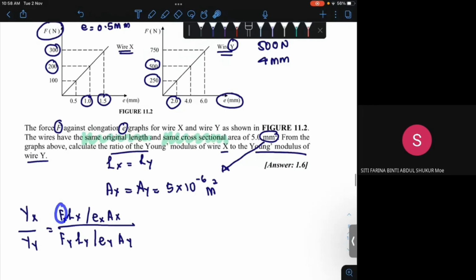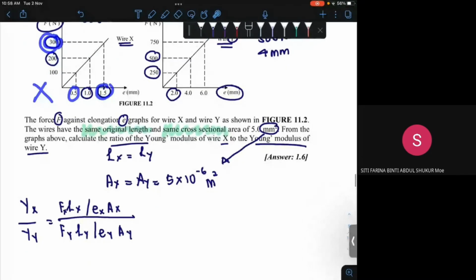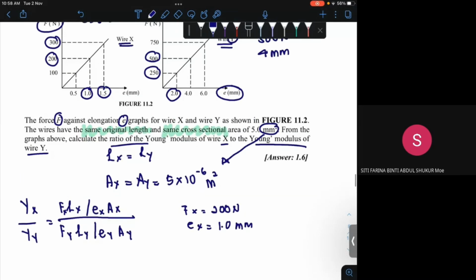Kalau awak pilih untuk X ni, awak ambil force dia adalah 300, awak kena guna elongation dia 1. Awak tak boleh ambil 300 dengan 0.5. Salah. Okay, so awak decide siap-siap awak nak guna force yang mana satu. Contoh awak kata Fx adalah 200 Newton. Awak kena ambil elongation untuk X adalah 1.0. Kita baca daripada graf. Because when it is 200, the elongation is 1.